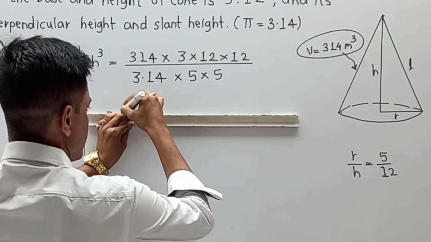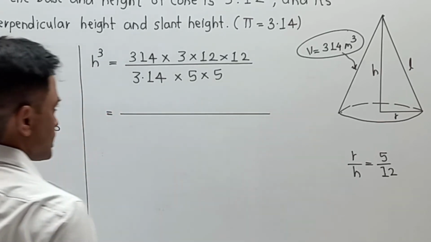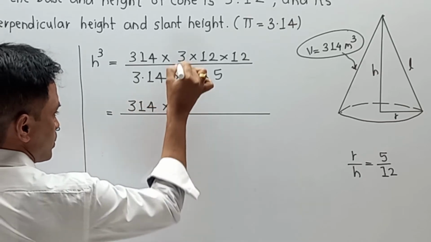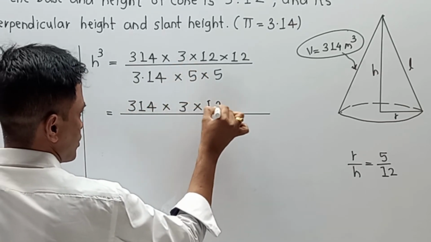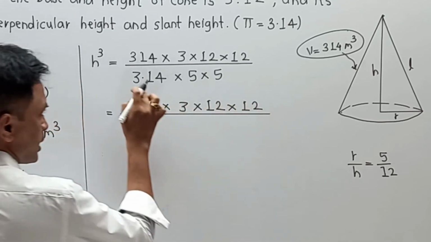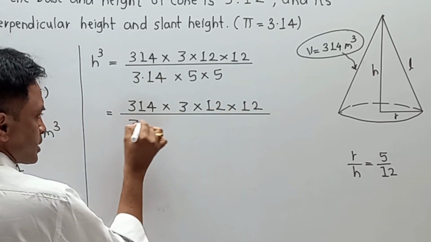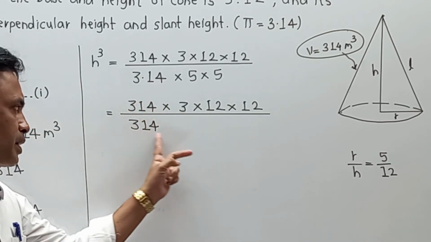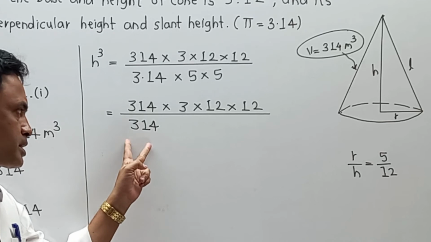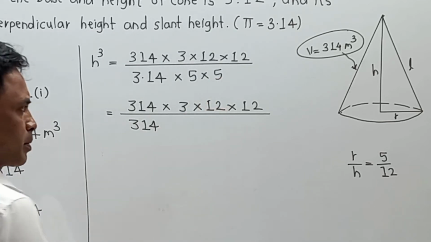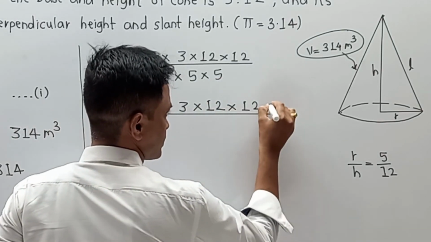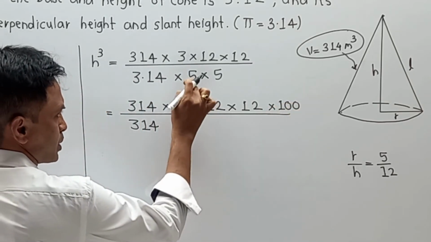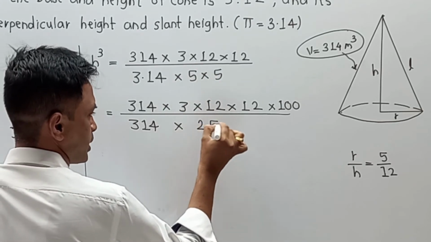Now please pay attention on this step. This is 314 upstairs into 3 into 12 into 12. Now 3.14 I am writing as 314. If I am shifting 2 decimals over here, at the bottom I am supposed to write 100, but this divided by 100 goes upstairs as multiply by, and that I am writing over here, into this 5 into 5, which becomes 25.